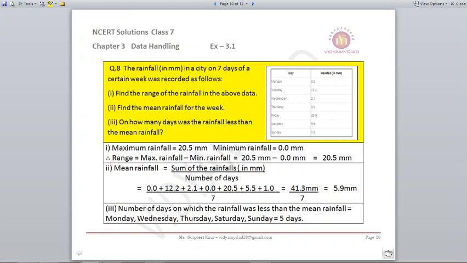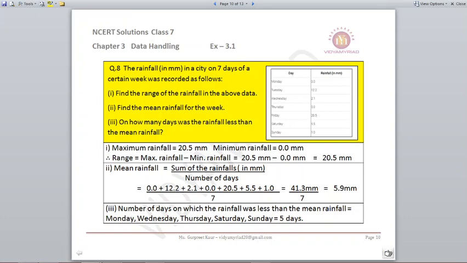Next you need to find the mean rainfall. How to find the mean rainfall? Add all together from Monday to Sunday, divided by the total number of days. How many days are there? 7. So add from Monday to Sunday, you will get 41.3, which is to be divided by 7. You will get the mean as 5.9 mm.